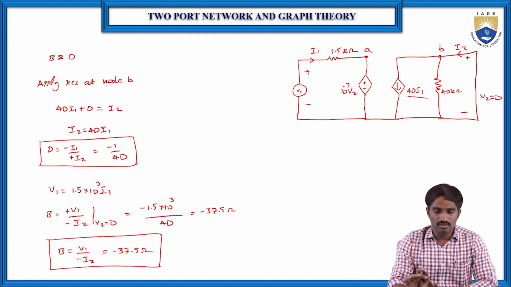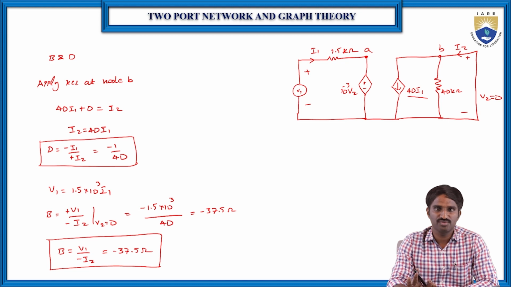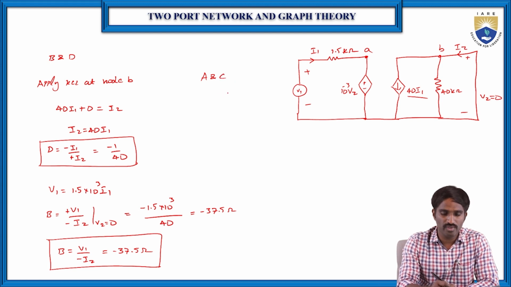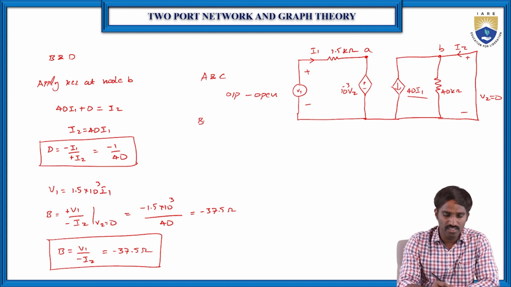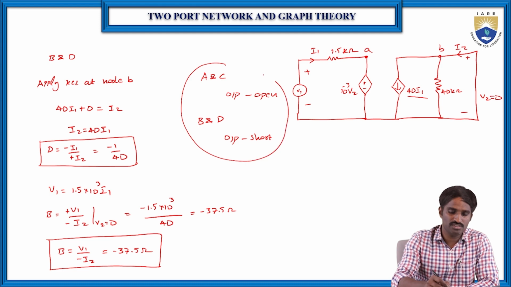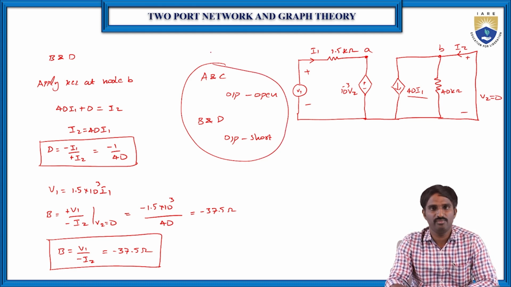Let me conclude for any given network. If you want to find the A, B, C, D or transmission parameters, then to find the parameters A and C we have to make the output an open circuit, and for B and D we have to make the output a short circuit. By using these conditions you can find the A, B, C, D parameters.